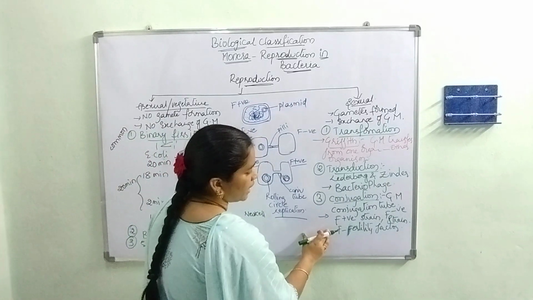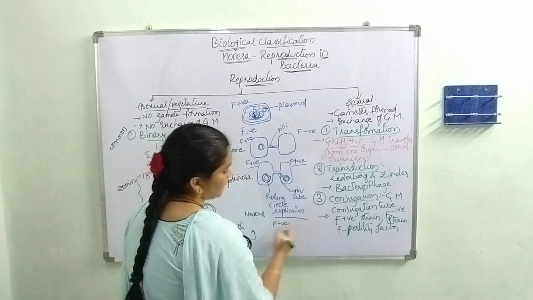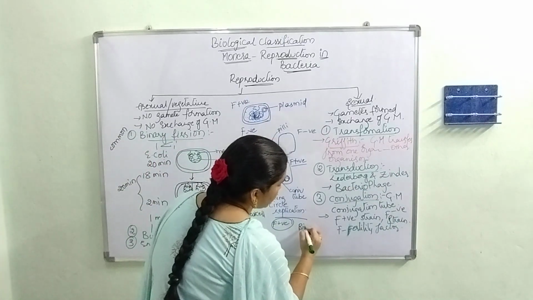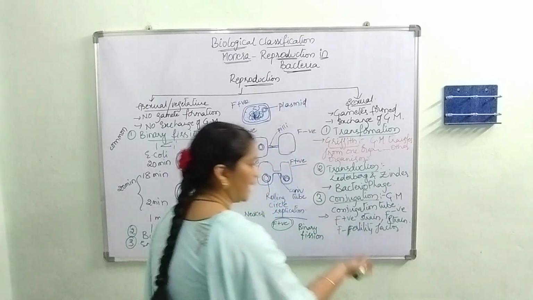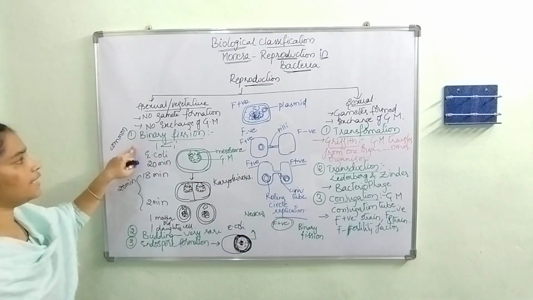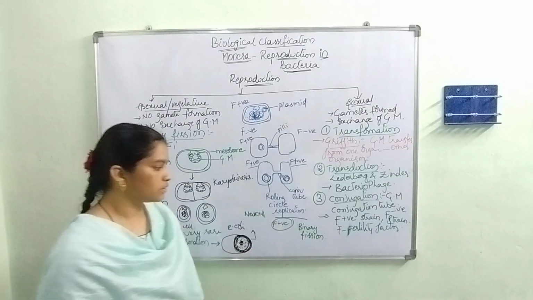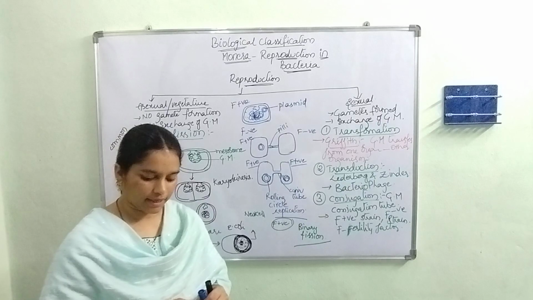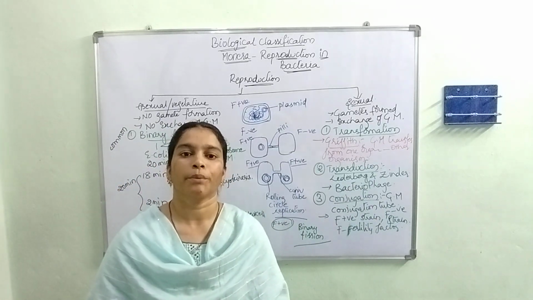Now after the conjugation, these F positive cells divide by binary fission. Again, after this sexual reproduction, they use binary fission as the main mode of cell division. Okay, so this is the class about reproduction in bacteria. In the next class, we will discuss cyanobacteria, which are blue-green algae.